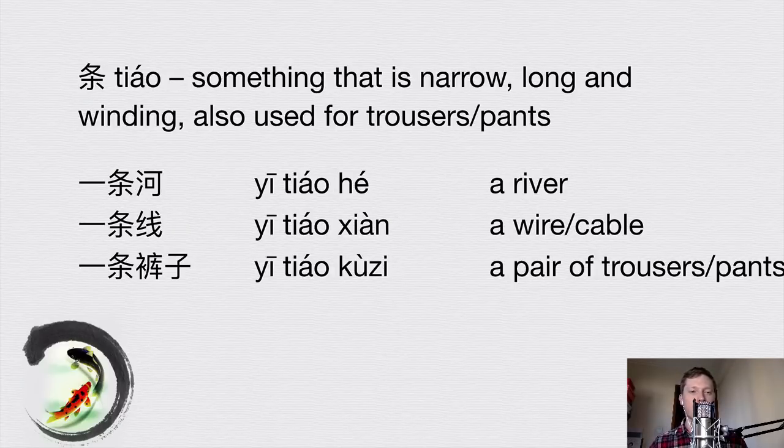This is another important measure word, 条, which is used for something that is narrow and normally long and winding or twisty. And it's also used for trousers. In the UK, we call them trousers, or pants if you're in the US. So for example, 一条河 would be a river. 一条线 is a wire or a cable. You've noticed that actually we used 一根线 in a previous example. So some words may have multiple measure words that are correct to use with them. And also 一条裤子 is a pair of pants or a pair of trousers if you're in the UK.